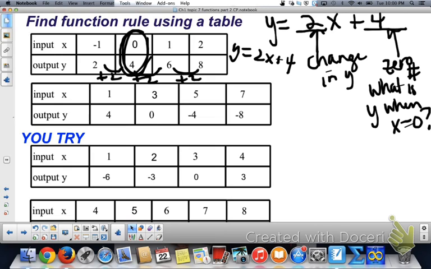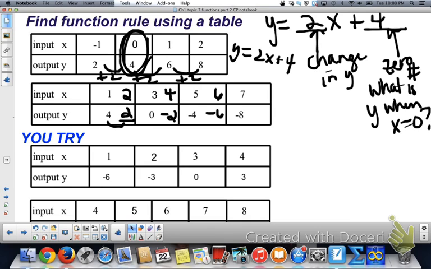Okay, now for the second one, there's something a little different about this one. If you notice the input, it goes 1, 3, 5, 7. Well, we need to fill that in. If that's 2, 4, and 6 in between, what are these numbers in between? Well, if I go from 4 to 0, halfway in between would be 2. All right, 0 to negative 4, halfway in between there would be negative 2. And then negative 4 to negative 8, halfway in between would be negative 6.